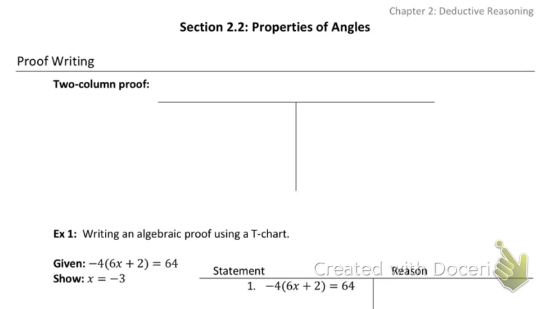So when we're writing a two-column proof, you're going to be provided two things. They're going to give you some information. That's going to be called your given. And they'll have some words after that, something, something, something, something. And then they'll ask you to prove something.